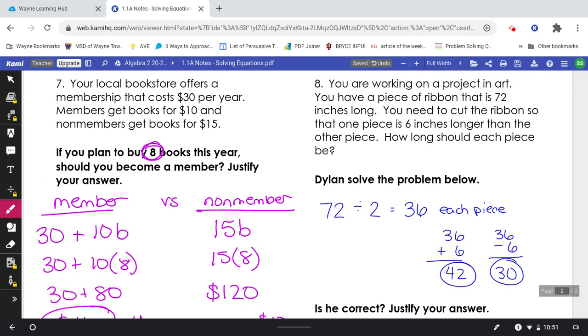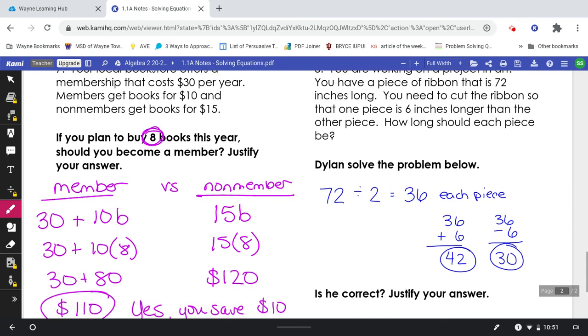Okay, our last problem. You're working on a project in art. You have a piece of ribbon that is 72 inches long. You need to cut the ribbon so that one piece is 6 inches longer than the other piece. How long should each piece be? So we have our friend Dylan here. He actually worked out the problem, and we're trying to figure out whether he did it correctly. Dylan solved the problem below. 72 divided by 2 equals 36. So each piece needs to be 36, he thought. But then they have to be 6 inches longer than the other. So he added 6 and subtracted 6. He got answers of 42 and 30. Is he correct? Justify your answer.